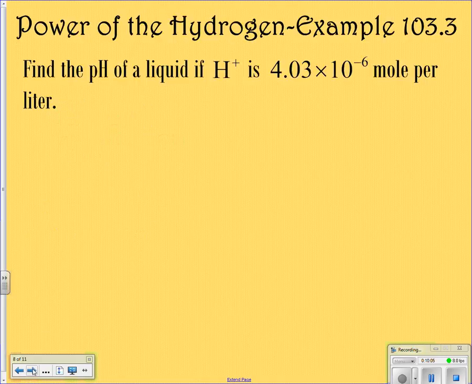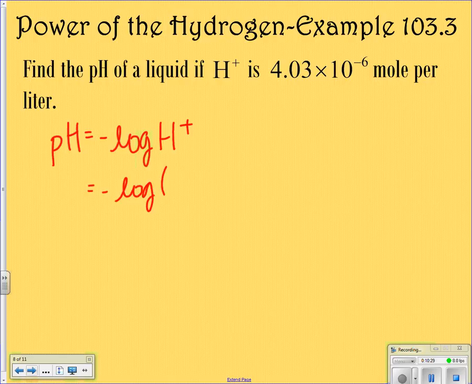It says to find the pH of a liquid if the H positive is 4.03 times 10 to the negative 6 mole per liter. So we need to use one of those forms. We're going to use the one where it has pH equals negative log of H positive because we're solving for the pH. So we would plug in negative log 4.03 times 10 to the negative 6. And if you plug that into your calculator, you should get 5.39 for your pH.